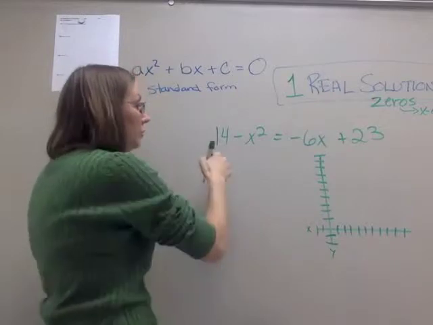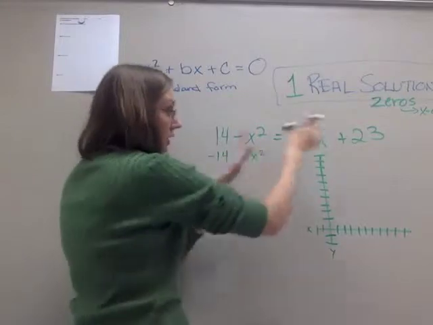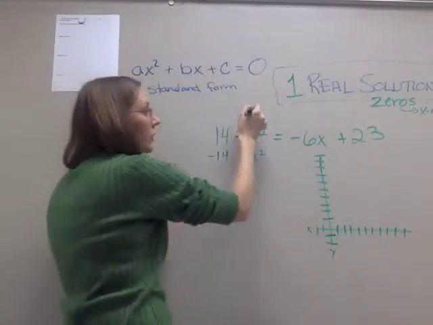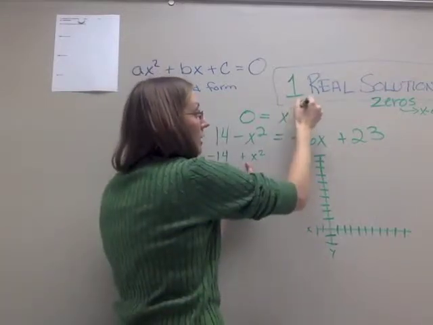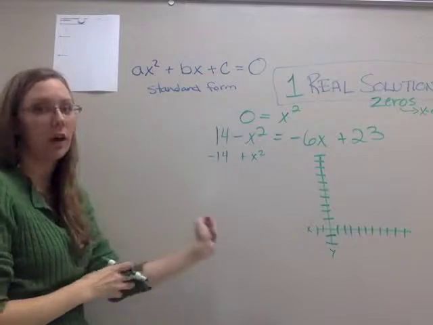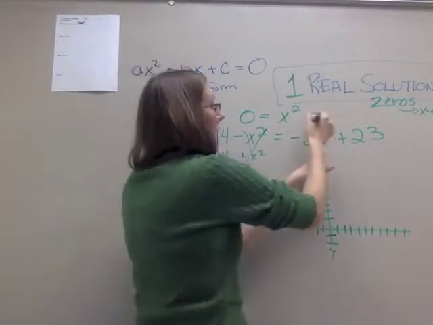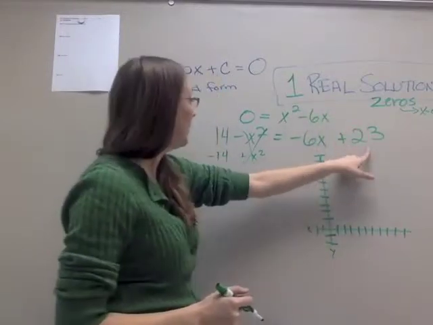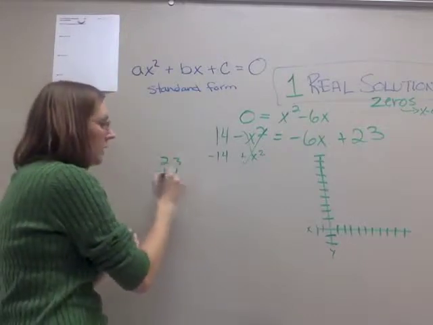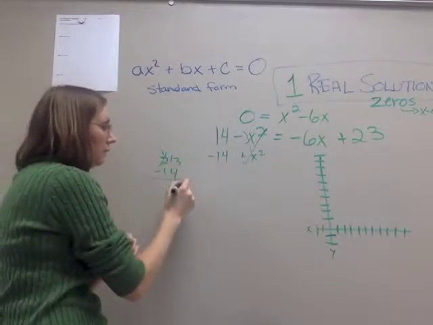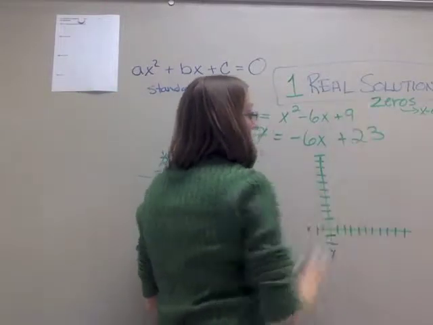Okay? So, to move this, I'm going to subtract 14. I'm also going to add x squared onto this side. So when I do that, my result is going to be a 0 over here. I'm going to have a positive x squared. I'm just going to try to arrange it in this order as I'm going across. Next, I'm not having any x's at all, so I can keep my minus 6x. And then I have a plus 23 and a minus 14. So I would do 23 minus 14. My result is going to be 9. So I will have a positive 9.